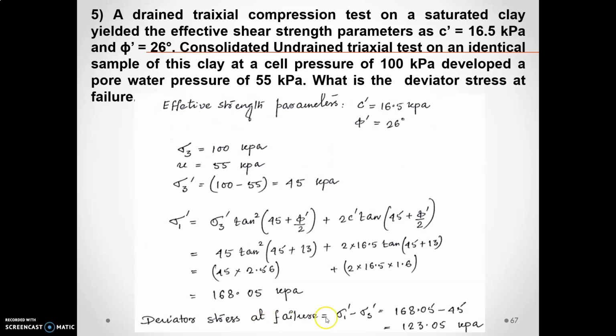Deviator stress is nothing but sigma d. If it is in terms of normal stress, then sigma d is equal to sigma 1 minus sigma 3. But in case of effective stress, sigma d is equal to sigma 1 dash minus sigma 3 dash.